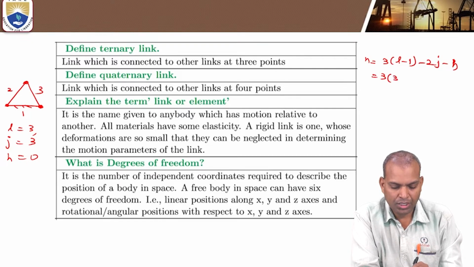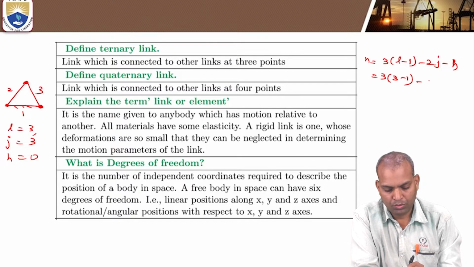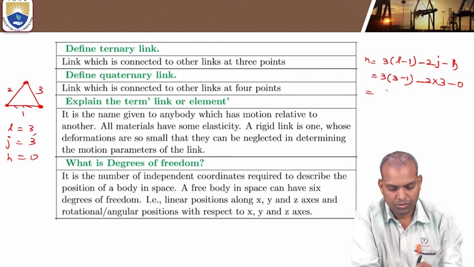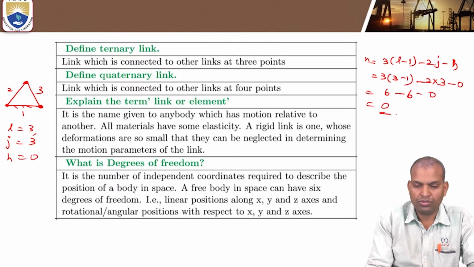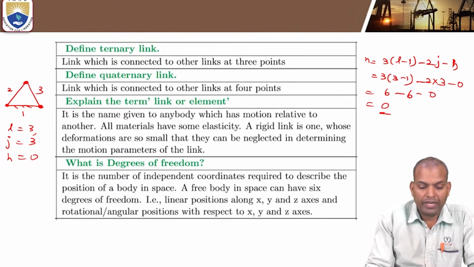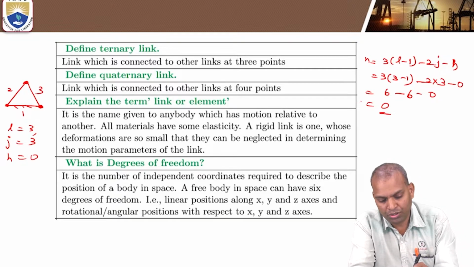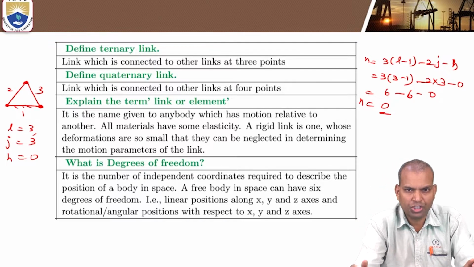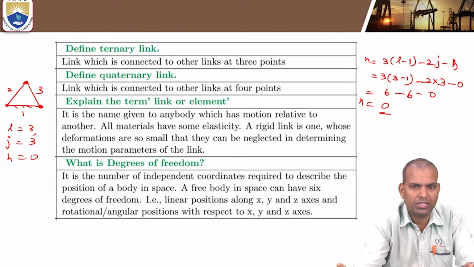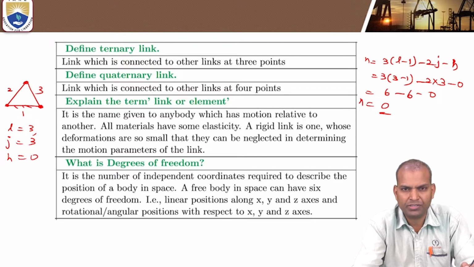3 times (L, 3 minus 1), 2 times J, 2 times 3, minus 0. 3 twos are 6, 2 threes are 6, minus 0. It is 0. The degree of freedom is equal to 0 for this. When the degree of freedom is 0, then that type of mechanism is known as a structure. There is no transmission of motion between the links.